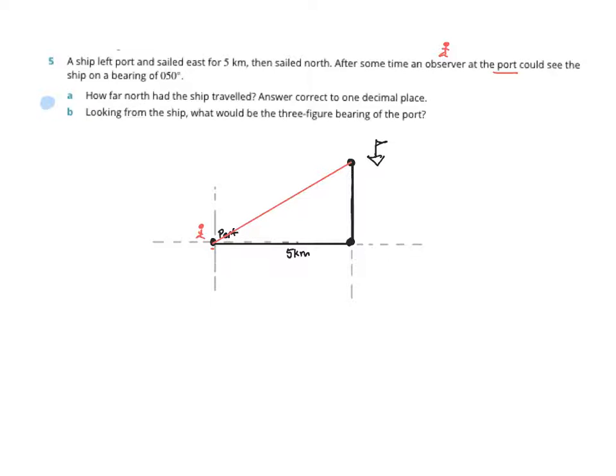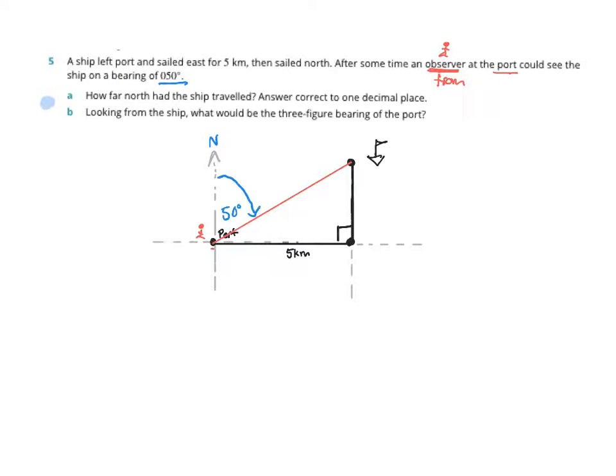And then when they say the observer at the port could see, so we're going from this guy. So when we say from there, it means we start at their north, and we go until we hit the line that's joining the 2. So when they say that's 50 degrees, we know this is 50 degrees. Now, you can see that we've created a right angle triangle here.